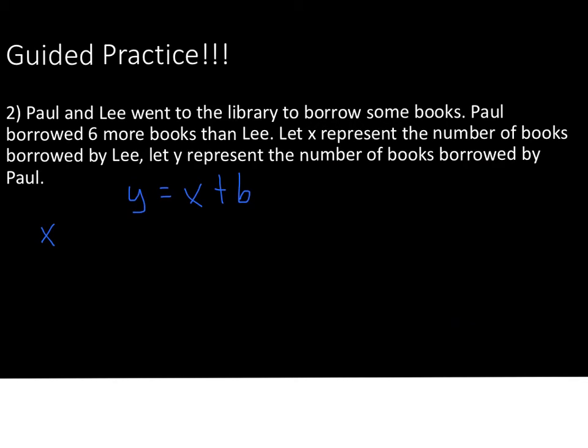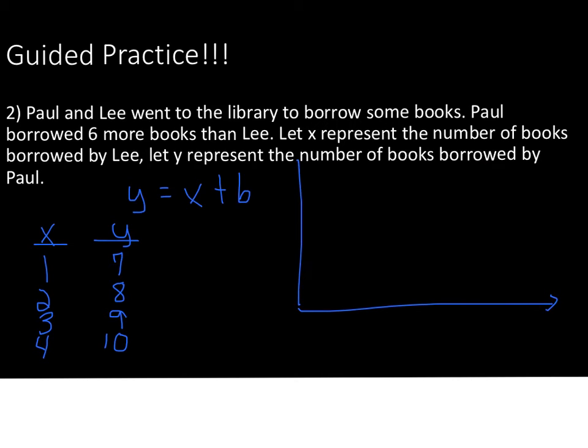So again, I'm going to go ahead and make my chart. So if Lee got 1 book, then that means Paul got 7 books. And if Lee got 2 books, then Paul got 8 books. And if Lee got 3 books, then Paul got 9 books. And if Lee got 4 books, then Paul got 10 books. So again, I'm just going to go through and plot that on my graph.